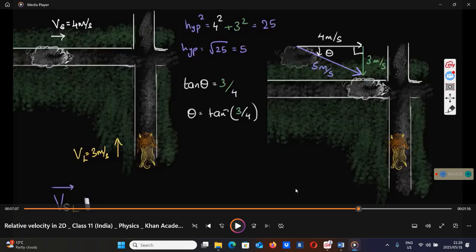Clearly explained non-parallel problems. I think it was very clear. I don't have to add anything. Thank you very much. Remember, I was just giving the general introduction to the relative velocity. Hopefully now you have a clear idea of what relative velocity is. Thank you very much.